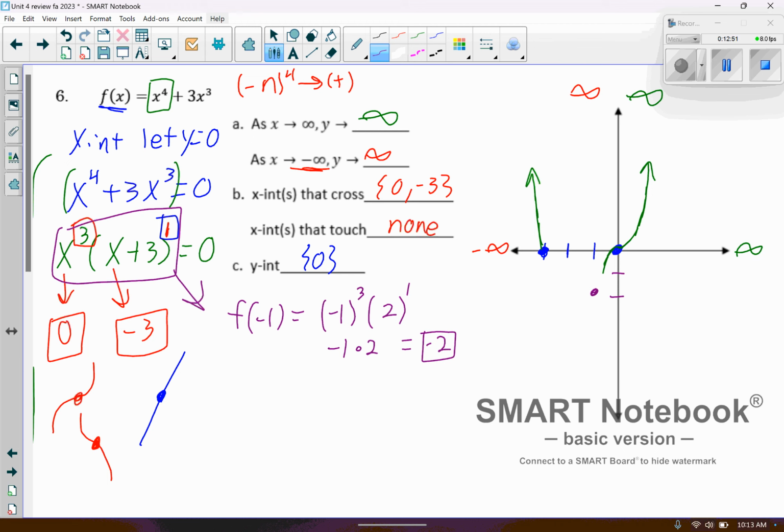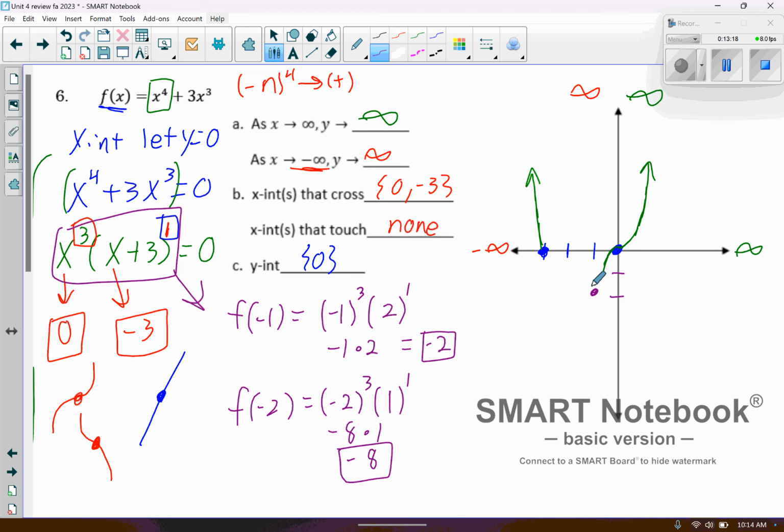And then what about f of -2? Well, f of -2, we're going to get -2 to the power of 3, and then times -2 plus 3, which is 1 to the power of 1. So this one's going to give me -8 times 1. So I'm going to dip all the way down to -8.